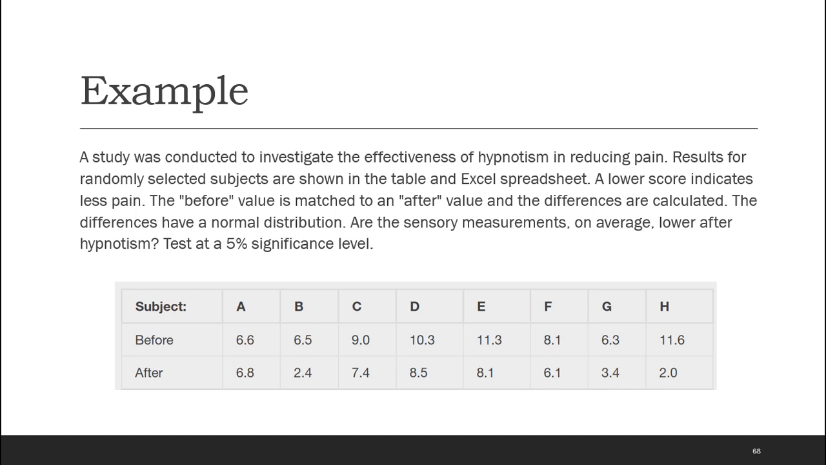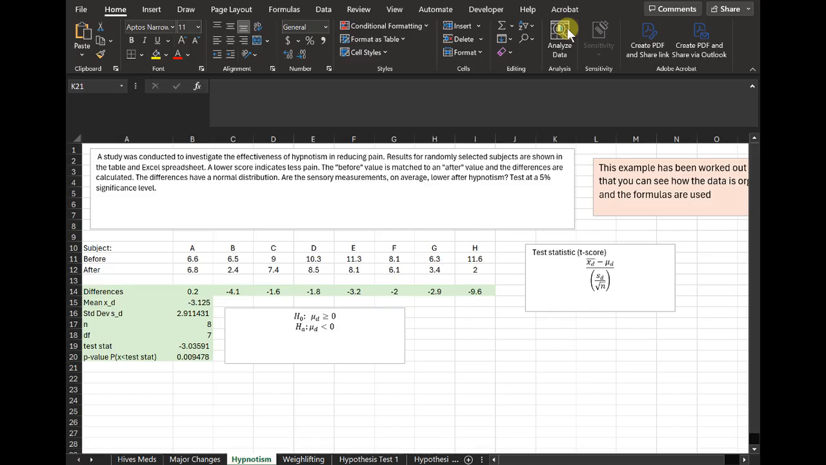Now I want to go straight into the Excel workbook to talk about the next example. A study was conducted to investigate the effectiveness of hypnotism in reducing pain. Results for randomly selected subjects are shown, and a lower score indicates less pain. The before value is matched to an after value, and the differences are calculated, and the differences have a normal distribution. The question is, are the sensory measurements on average lower after hypnotism? We're going to test at the 5% significance level.